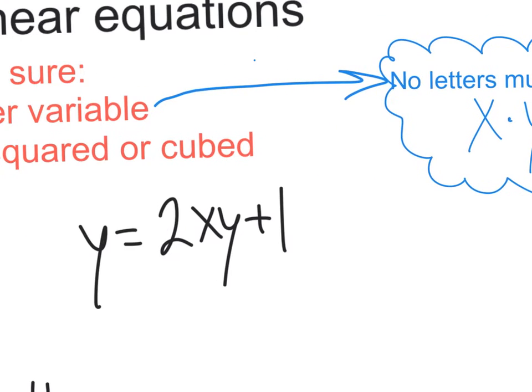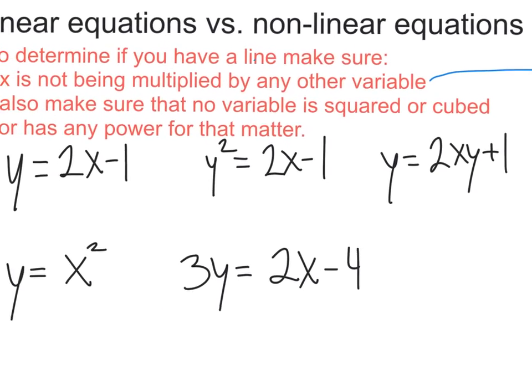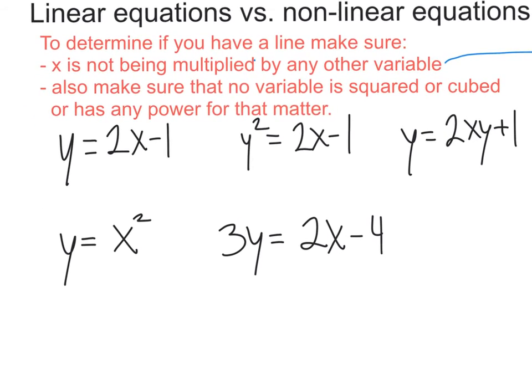So let's go back to our notes that I want you guys to copy down. And hopefully you guys understand these notes. Once again, to determine if you have a line, you have to make sure that x is not being multiplied by any other variable. In addition to that, also make sure that no variables are squared or cubed, or have any power for that matter. So you don't want x squared, you don't want y squared, you don't want x to the third or x to the fourth or y to the fourth or y to the fifth. No powers on any variables. Because if you ever have a power on a variable, it's no longer a line, it's some type of curve.